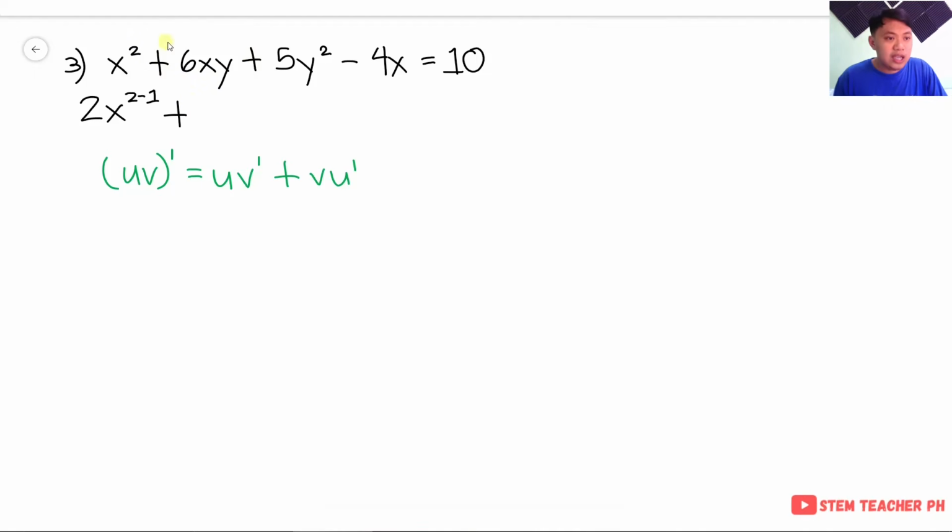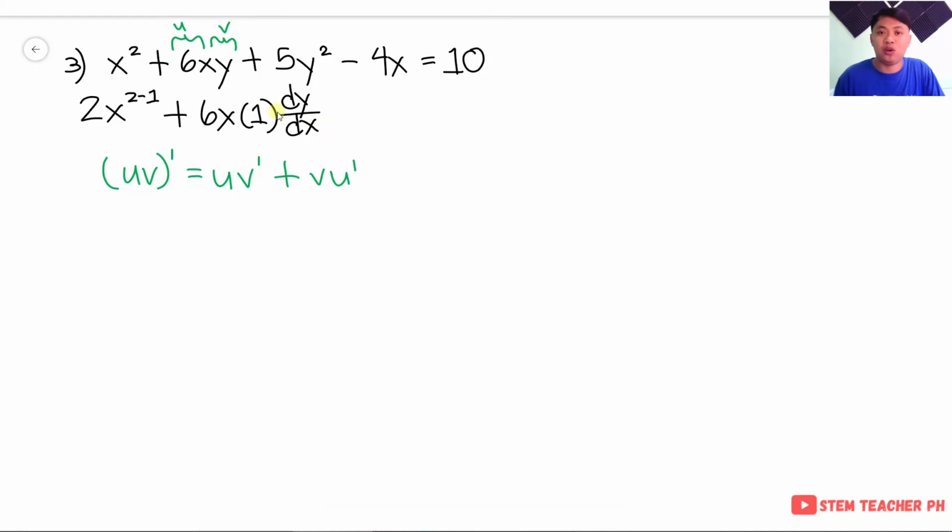We let the 6x, the whole thing, be our first function u, and we let y be our second function v. Applying this product rule of differentiation, we copy the first, 6x, and then take the derivative of y with respect to x. The derivative of y is just simply 1, but because we are taking the derivative of y with respect to x, this will become dy over dx.